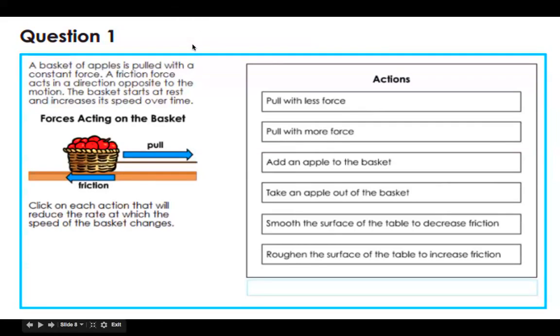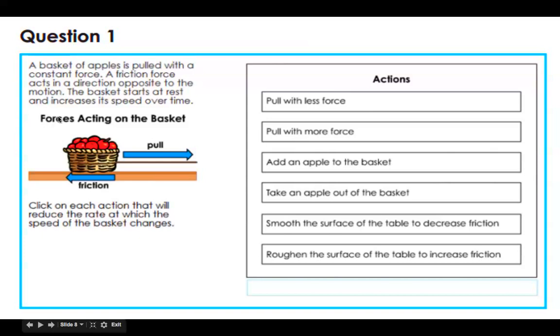Here we have a question that was released on the PBA. This stands for Problem-Based Assessments. And there's a question over here, and this is where we're going to read what we should do with these actions over here. So it says, a basket of apples is pulled with a constant force. A friction force acts in a direction opposite to the motion. The basket starts at rest and increases its speed over time.